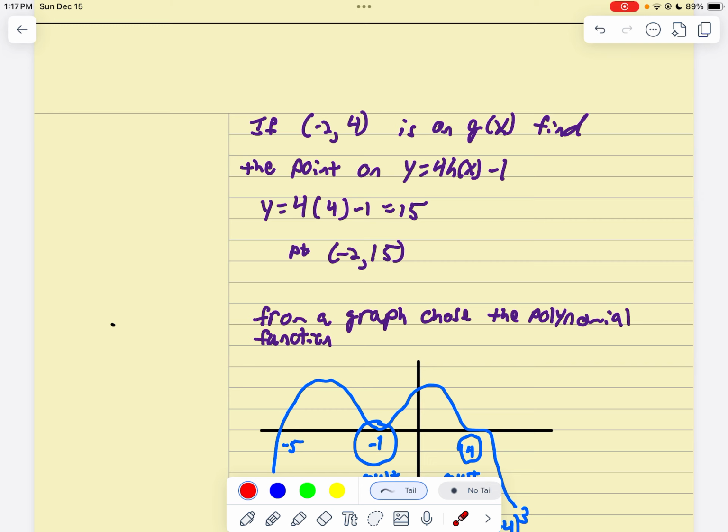If negative 2, 4 is on g of x, find the point on that should be g. So let's kill that h and make that g. Okay. So quite literally, it's 4 times g of x minus 1. Put g of x is 4, so it'll be 4 times 4 minus 1 is 15. So if negative 2, 4 is on g of x, then negative 2, 15 is on y.